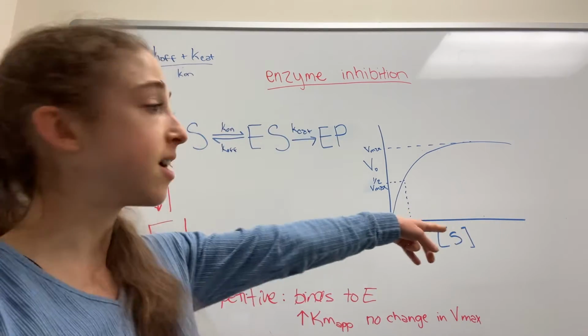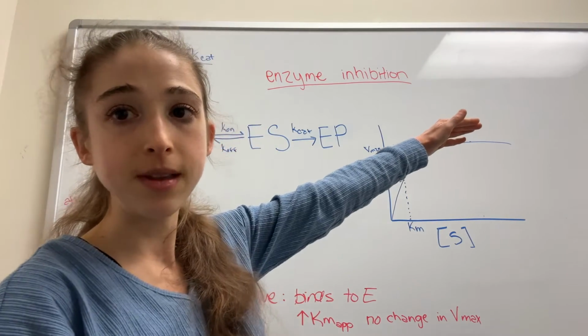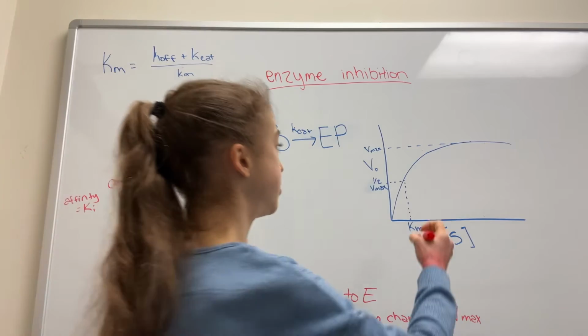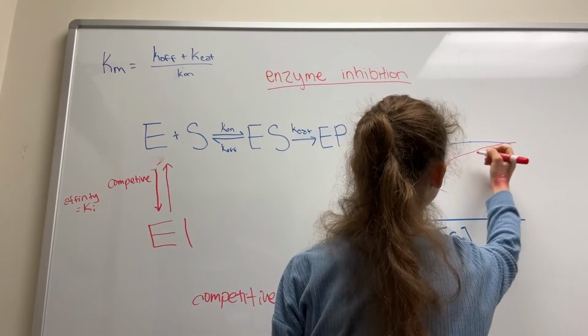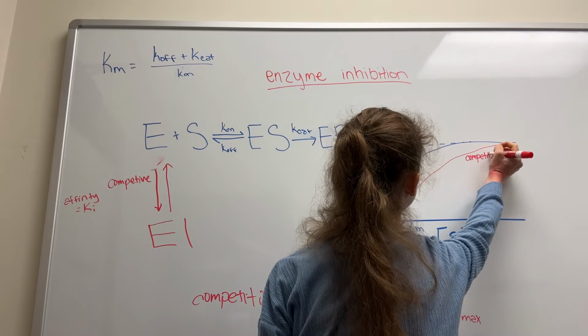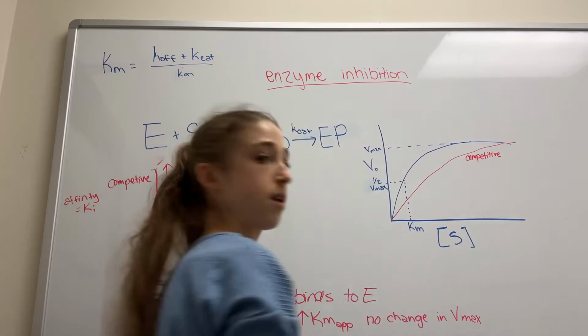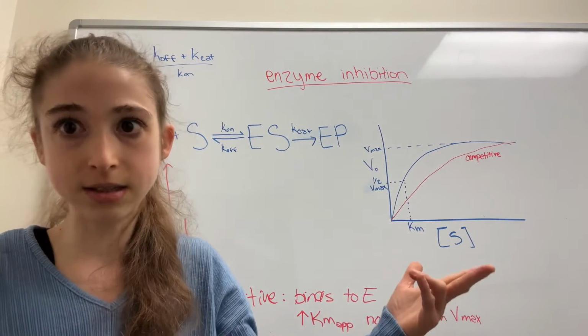Because if we add enough substrate, we're basically able to overcome that. But it's going to take us more substrate in order to reach that same Vmax. So that would be an example of a competitive inhibitor.